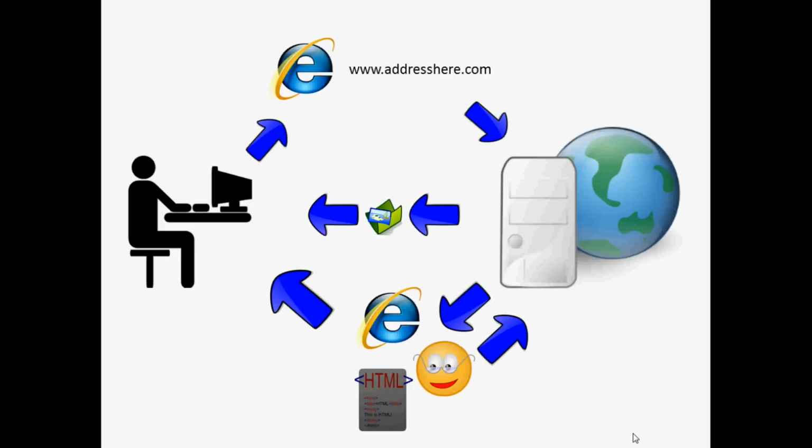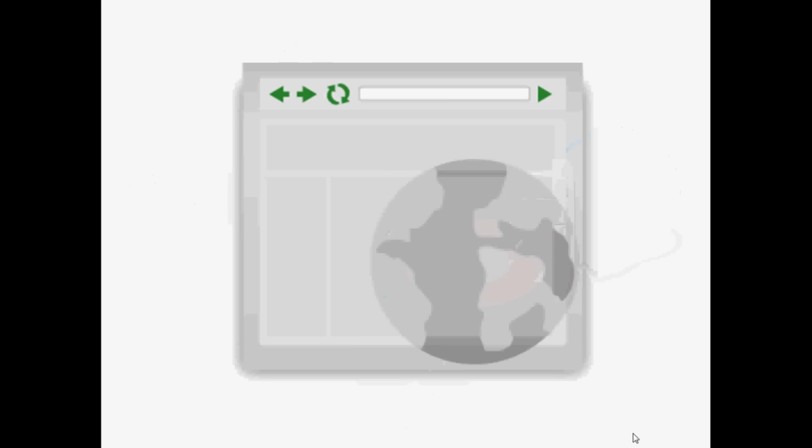We've got requests going back and forth between the web browser and the server based on the content of the HTML document. So that's basically how it works. When all that's happened, we're going to have a basic static web page based on the HTML document.